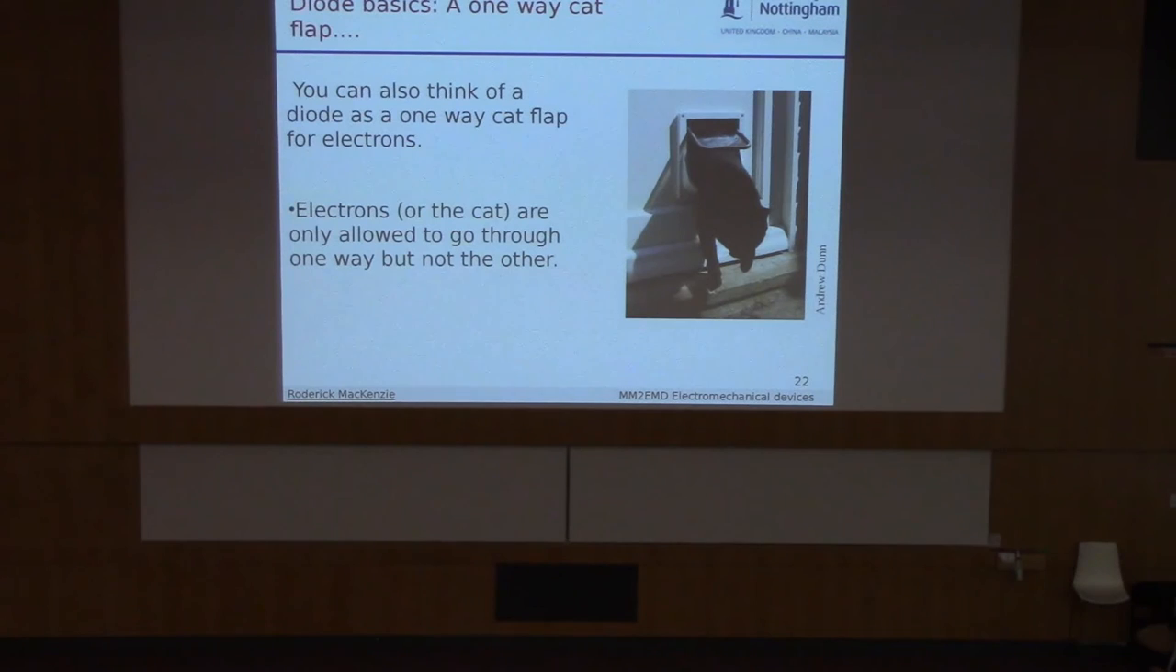I don't know how many of you have got a cat at home or have had cats. If you've seen these special types of cat flaps, they've got a little twiddly wheel on them, and you can set it a special way, so it just lets the cat come in or just lets the cat out. It's a one-way cat flap. So you can think of a diode like that.